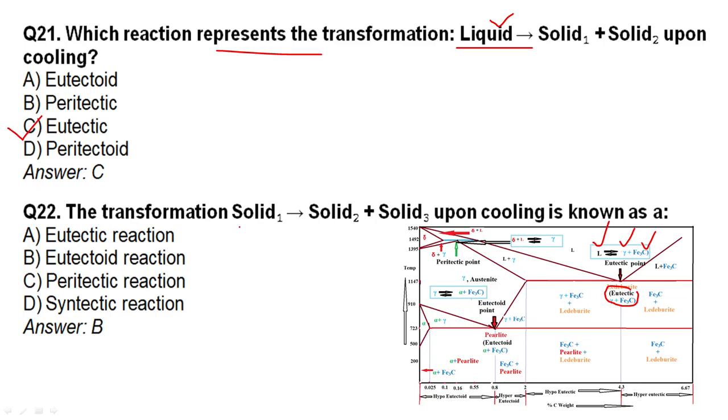The transformation of solid 1 to solid 2 and solid 3 upon cooling is known as, so one solid is converted to two solids, the eutectoid reaction. Austenite is one solid, alpha ferrite is one solid, cementite is one solid. One solid is converted to two solids at a particular composition and temperature. That reaction is called the eutectoid reaction. One liquid to two solids means eutectic; one solid to two solids means eutectoid.